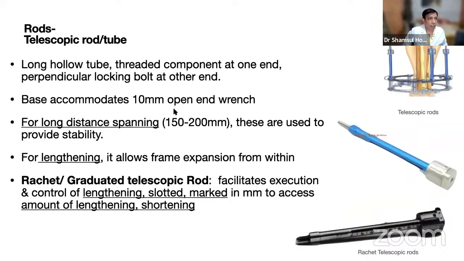Then we have the telescopic rods in the tube. These are long hollow tubes. They have a threaded component at one end and a perpendicular locking bolt at the other end. The base accommodates a 10 millimeter open range. For long distance spanning, we normally use the structure for a long distance, like 50 to 200 millimeters. When the rods are bent, they won't give a strong assembly. So when you start the transport, we start with the threaded rod. When we go a long way, we apply either a false ring or we replace it with the distractors. That gives a very stable construct. There's no deviation, and the regenerate works very well with this.